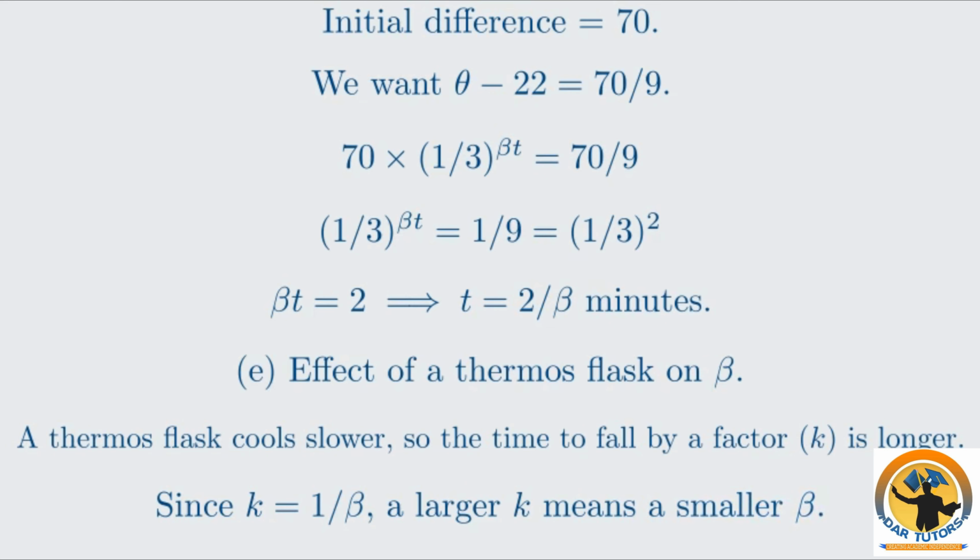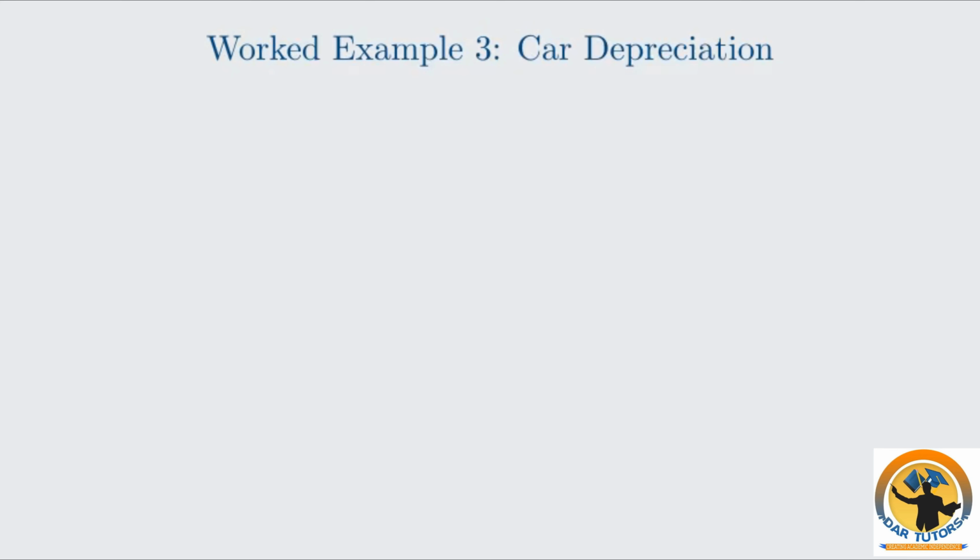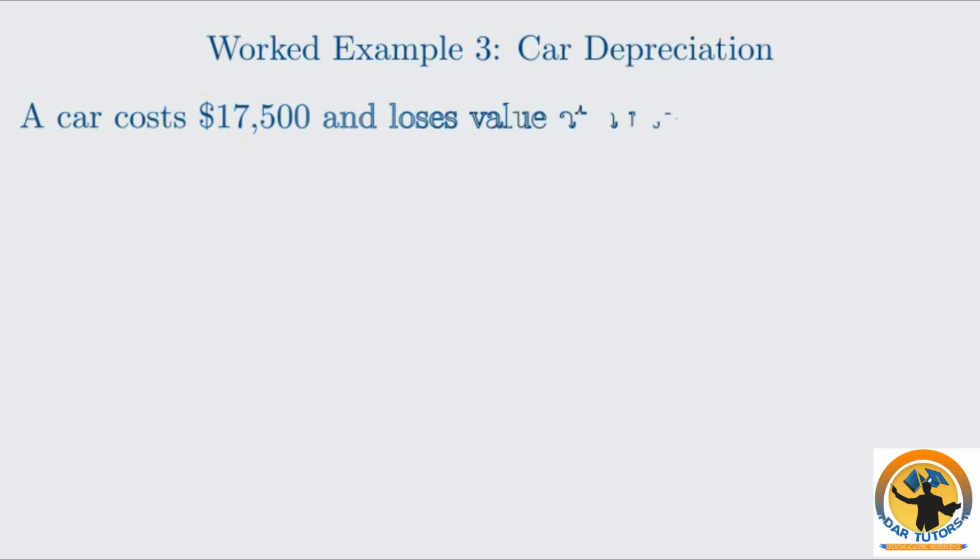This example demonstrates how to interpret a complex exponential decay model, find initial values and asymptotes, and solve for time based on a given change. Let's look at another common application, depreciation. This is a form of exponential decay. A car costs $17,500 and loses value at a rate of 18% each year. We need to write a model for its value, V, after n years.